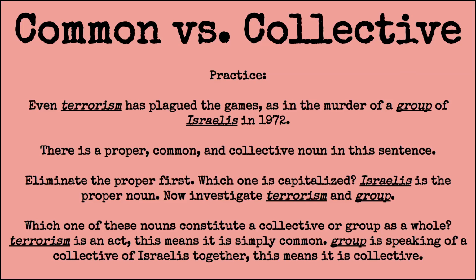So now we have to consider which one of these is a collective. Which one of those words constitutes a group of people? So even terrorism has plagued the games. Well, in this sense, terrorism is an act. So that's not constituting a group of people. So the fact that it is an act would mean that it's simply a common noun.